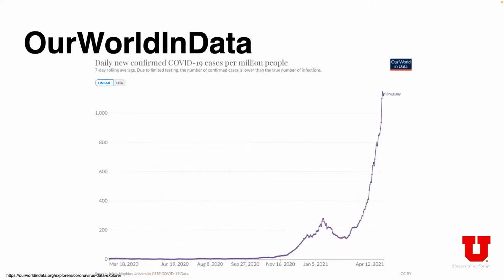Okay, last one. We kind of know where things are going now, right? So this might have biased you already, but this is Our World in Data. We're looking at COVID cases in Uruguay, also around the same time period. What do we see? What does it tell you? What does it speak to you?